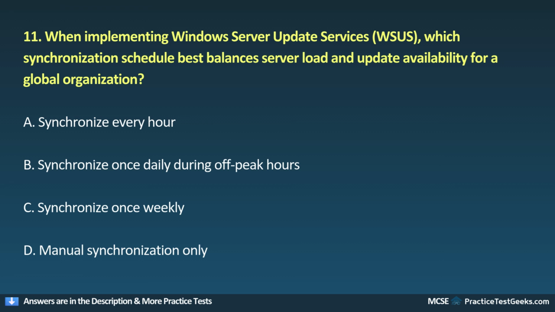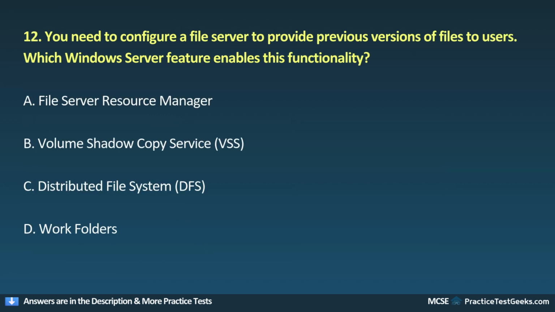11. When implementing Windows Server Update Services, WSUS, which synchronization schedule best balances server load and update availability for a global organization? A. Synchronize every hour. B. Synchronize once daily during off-peak hours. C. Synchronize once weekly. D. Manual synchronization only.